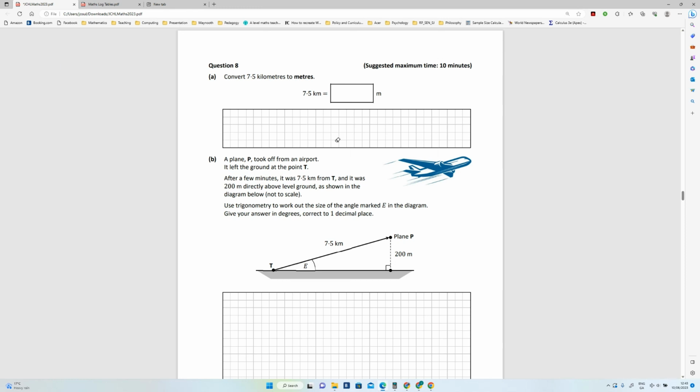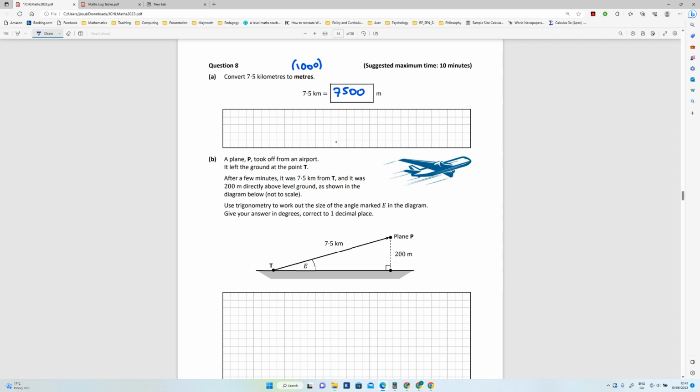Okay, so question 8 of the Junior Cert Maths Higher Level 2023, Part A. Convert 7.5 kilometers to meters. So there's 1,000 meters in a kilometer. So that's going to be 7,500 meters. So that's your answer for that part.